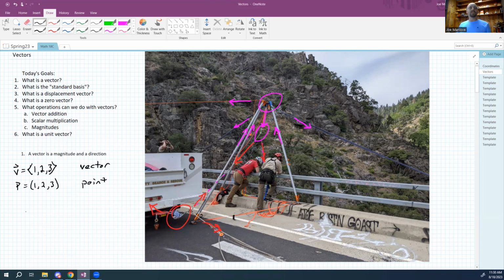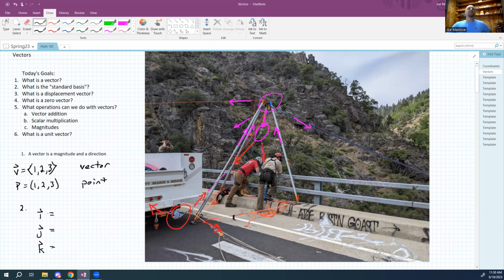Second question, what's the standard basis? Okay, so the answer to the second question. The standard basis is going to be i, j, and k, and these are going to be the vectors that do what we talk about.